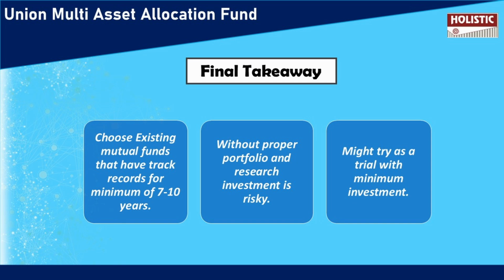But if you still want to invest in the Union Multi-Asset Allocation Fund just to see how it will perform in the market, then you can definitely invest through a minimum investment, like on a trial basis. If you have surplus money, then you can invest it through your satellite portfolio instead of your main investment portfolio, and invest starting from a minimum amount on a trial basis or an experimental basis. So this is something you can do.